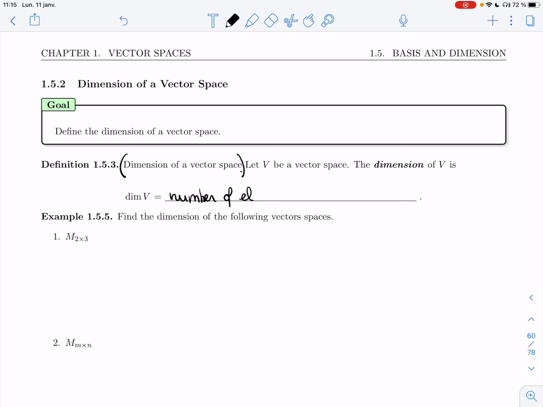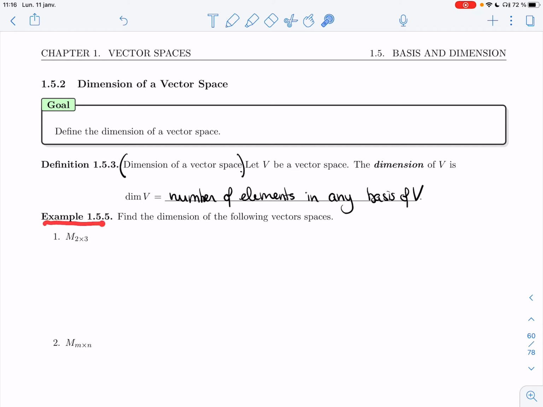of elements in any basis of V. All right, so we'll have a finite number of elements, and that's going to be finite dimensional, or we'll have infinitely many, and then that's going to be infinite dimensional.